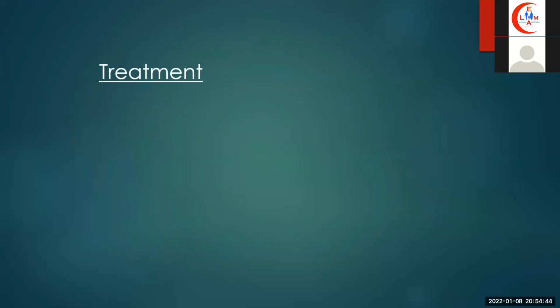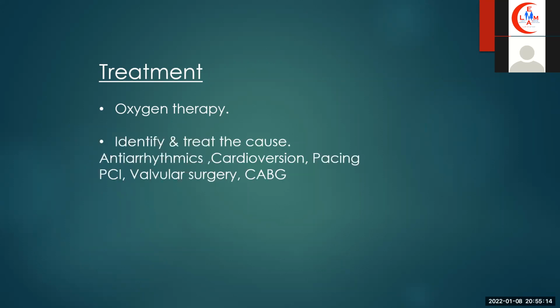So how do you treat a patient with cardiogenic shock? Of course, you need to look at the cause, and you treat the cause of the shock. Oxygen therapy is very important. You need to keep the oxygen saturation up, either by giving them oxygen by mask, or you can do non-invasive ventilation in the form of CPAP. As I said, identify and treat the cause.